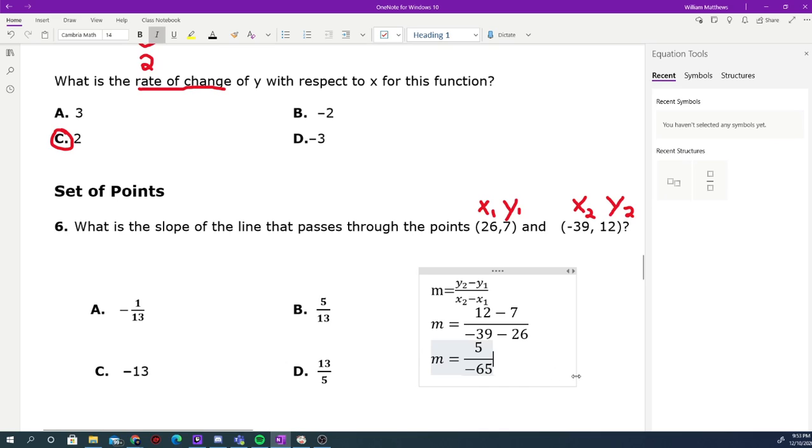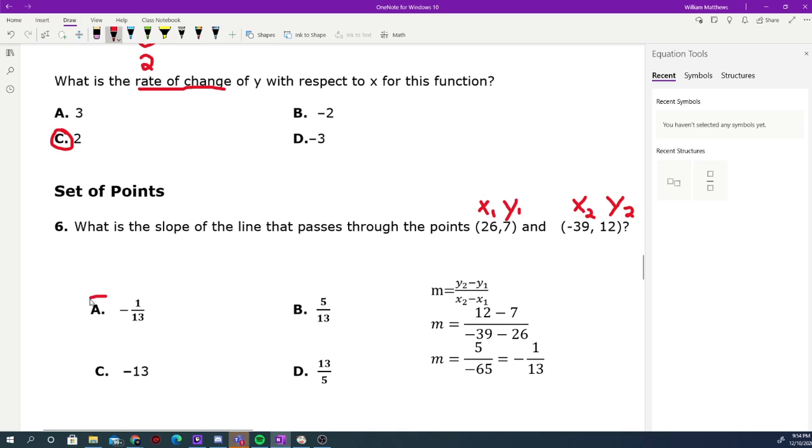Now we can reduce this. If you have a calculator, it will do it for you. All you have to do is click Math, Enter, Enter to reduce the fraction. We see that both of them end in 5. That means they can be reduced by a factor of 5, which will give us negative 1 over 13. So if we look at our problems, we can find that we have a negative 1 over 13.